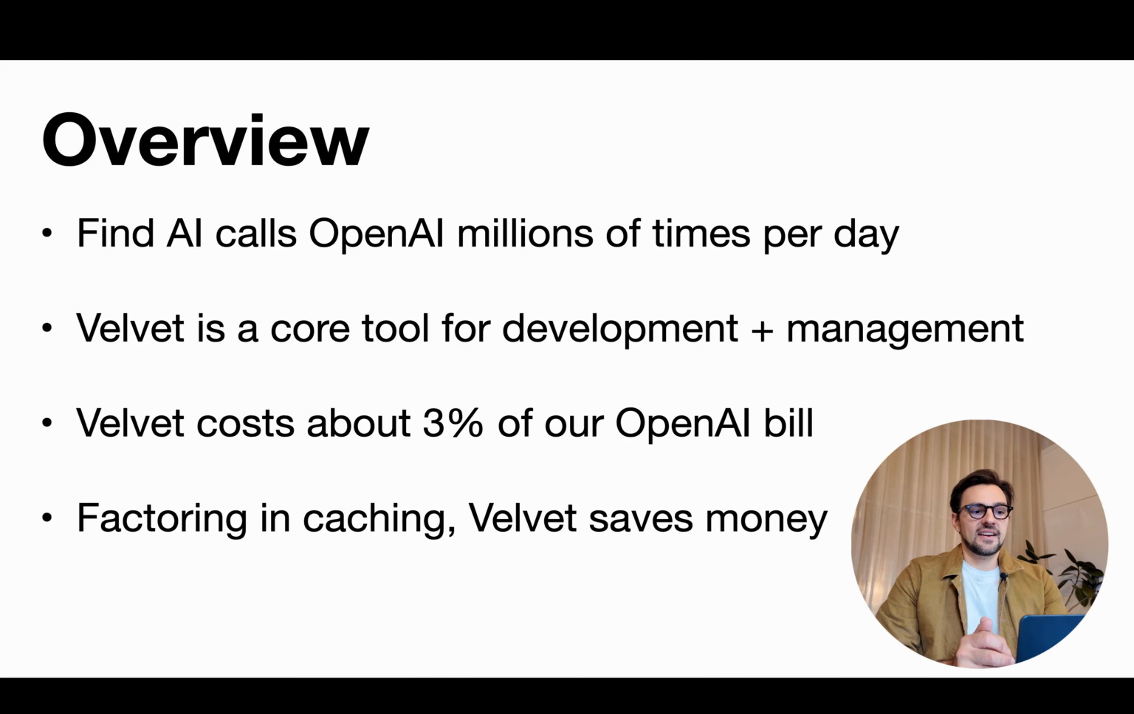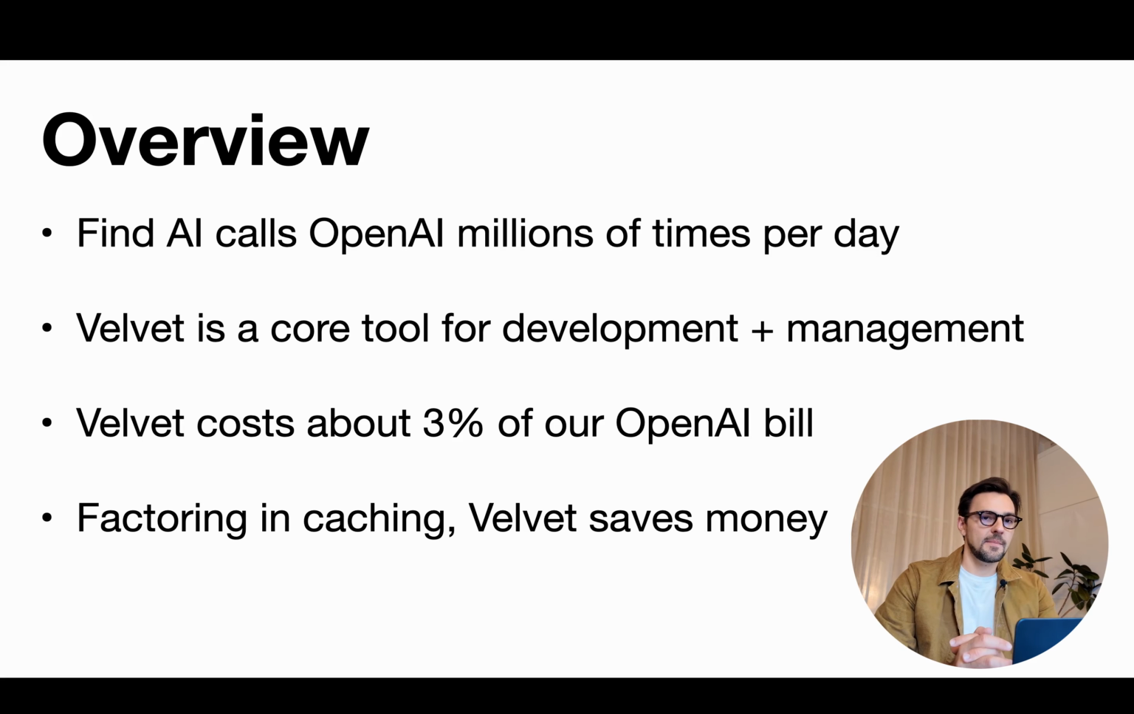On a given day, Find AI can call OpenAI a few million times. We use a variety of different endpoints ranging from moderation to batches to chat. And Velvet has become a core tool of our development and management. Within our overall OpenAI spend, our Velvet bill is about 3% of our OpenAI bill. So I really think of it as scaling proportionally to the usage of our OpenAI. But when we factor in the caching that Velvet provides, we're seeing that Velvet overall saves us money.